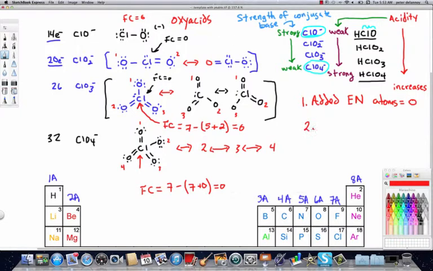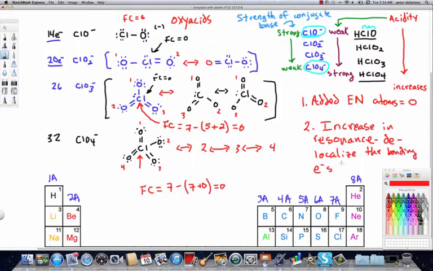All right, and the second reason is that we have an increase in resonance as we go from hypochlorous to perchloric. And what this allows us to do is to delocalize the bonding electrons that go to the proton.